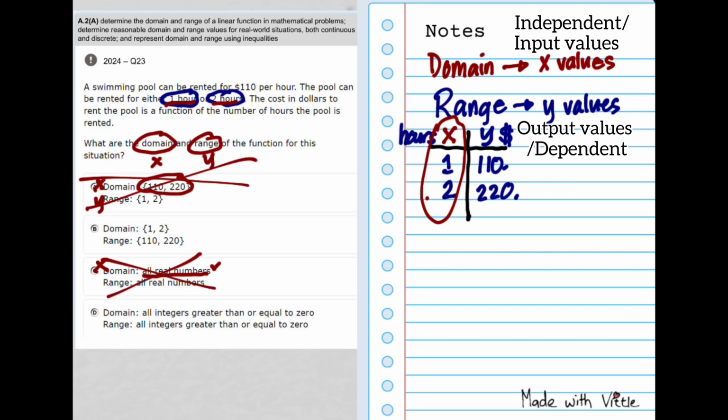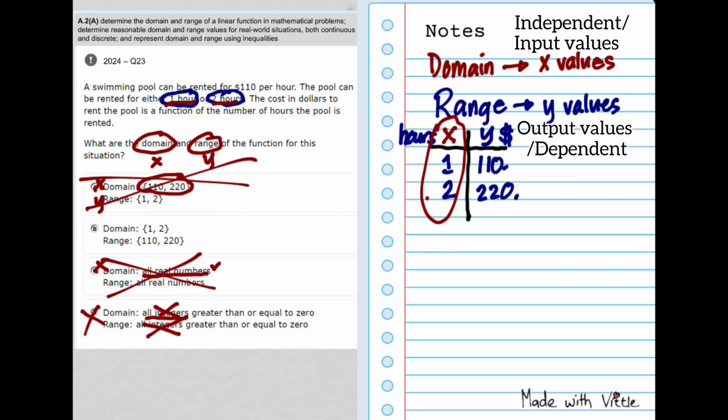So it's wrong. In choice D, both domain and range were described as all integers greater than or equal to 0, which cannot be applicable in this situation because the number of hours is only 1 to 2 hours, so it cannot be all integers. Same as the range, which can only have a value of $110 for 1 hour and $220 for 2 hours. So it can never be all integers.